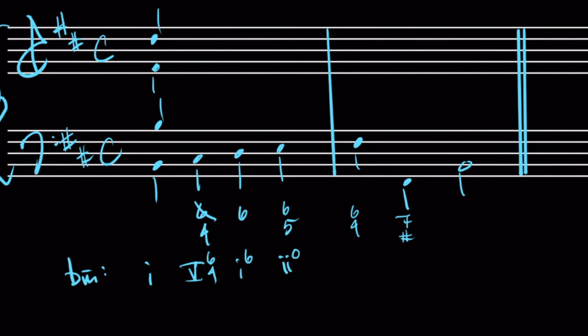Now, this is a half diminished 2/6/5. And that's because the 2/7 chord in any minor key piece without accidentals, of course, is half diminished. And that's just one of those things that you kind of want to have memorized.